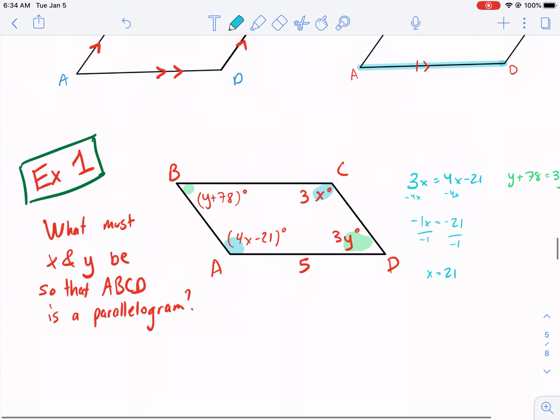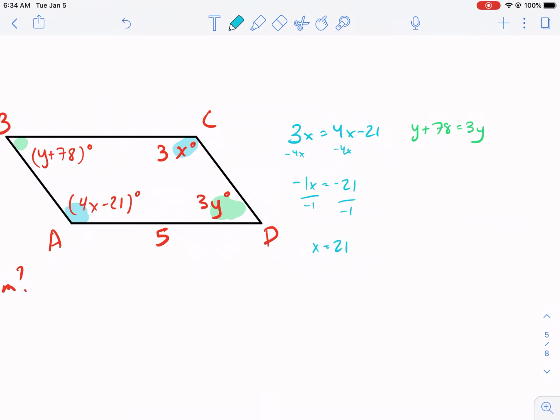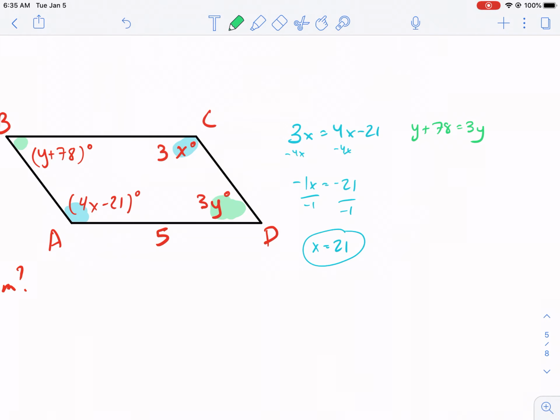It's asking us what must x and y be, so we don't have to plug it in to figure out the angle, but we could do that if we wanted. We could just plug in 21 for x, then multiply by 3 to find that angle, if we were interested in doing that, but we don't need to. Let's not make it complicated for ourselves.